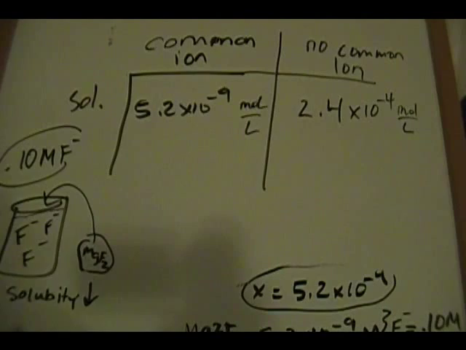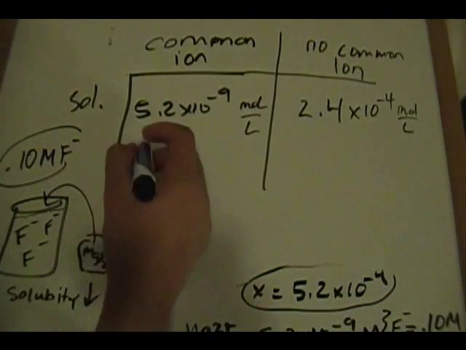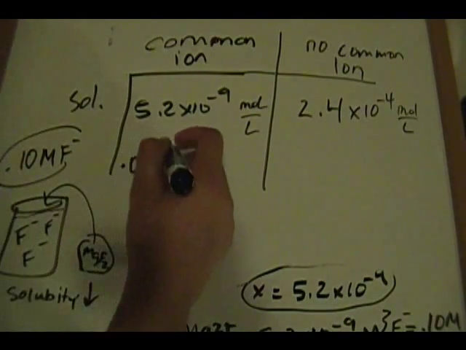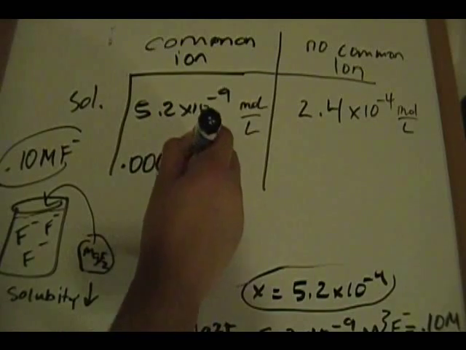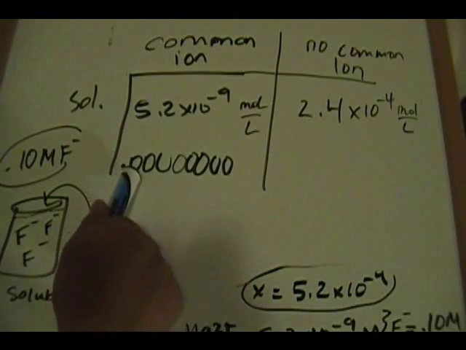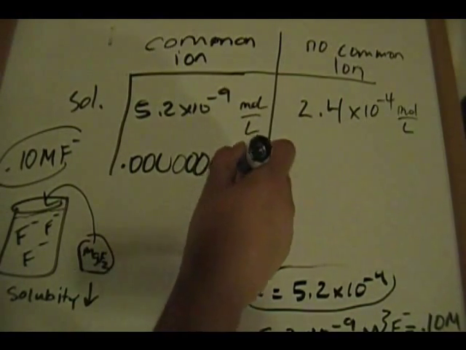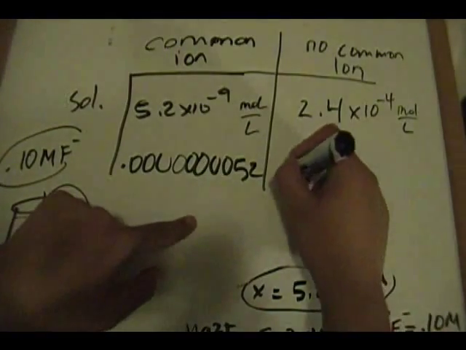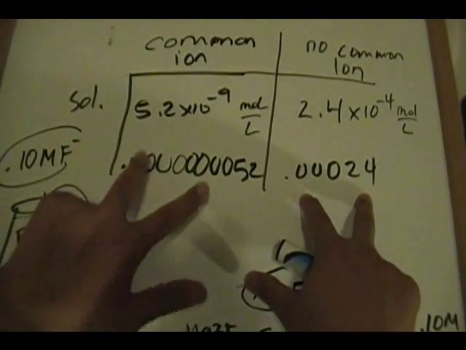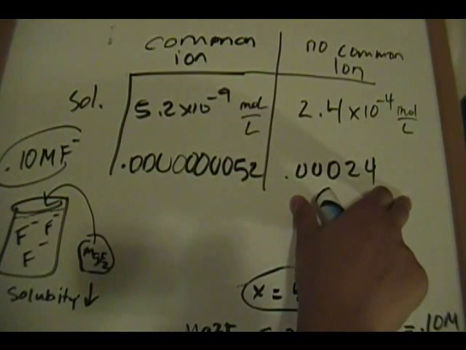A lot of it dissolved in water. We have a common ion, 5.2 times 10 to the negative 9. For those of you who don't like scientific notation, I'll write it out for you: 0.0000000052 moles. And the other one is 0.00024. So that's a larger number, obviously, than this. This is extremely small. So that much magnesium fluoride dissolved when we had no common ion.